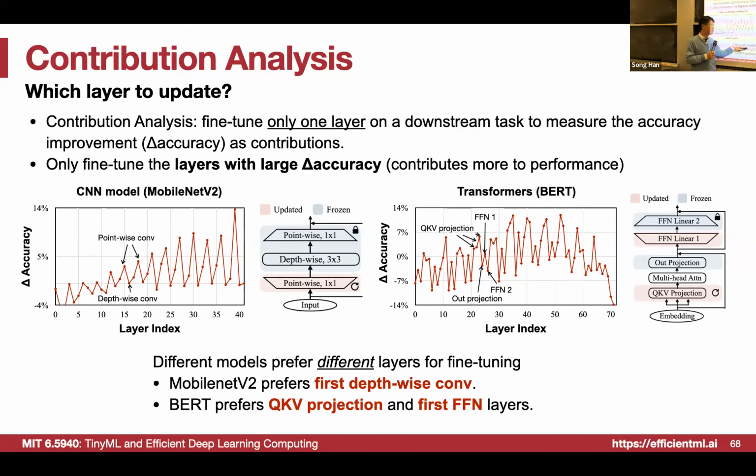So in summary, different models prefer different layers for fine-tuning. You want to do such profiling once and then apply it to different downstream tasks. So MobileNet V2 prefers the first pointwise conv to be fine-tuned. It's contributing more to the accuracy and also it's taking a smaller amount of activation. The cost is also small. And BERT prefers this QKV projection and also the first FFN layer to be fine-tuned.